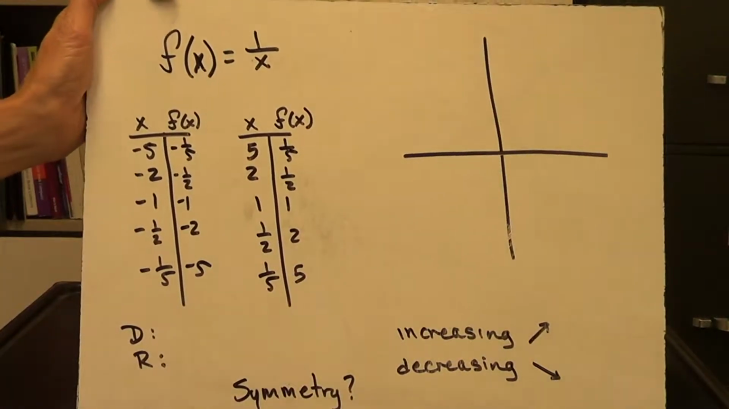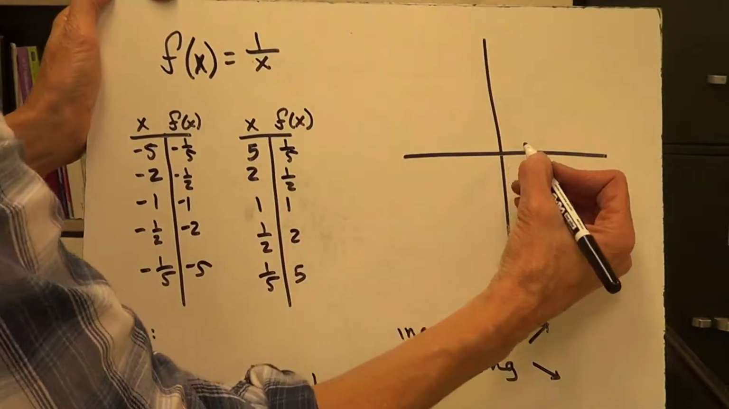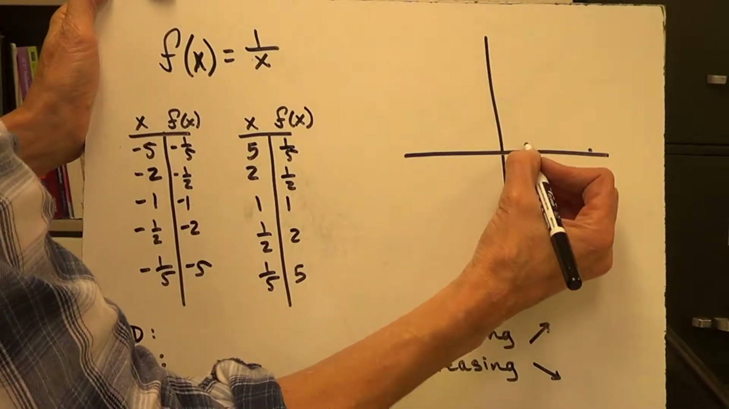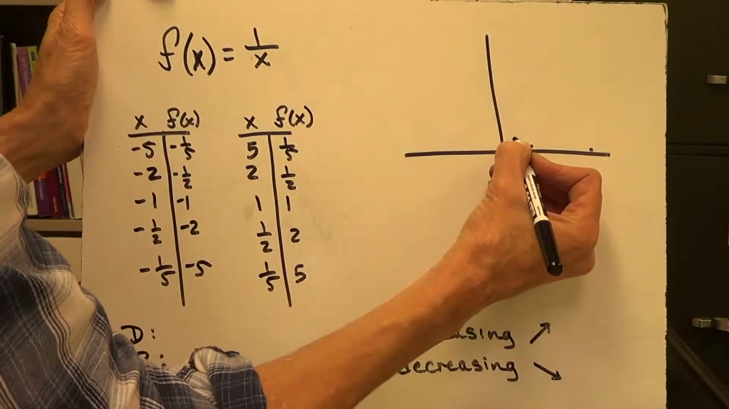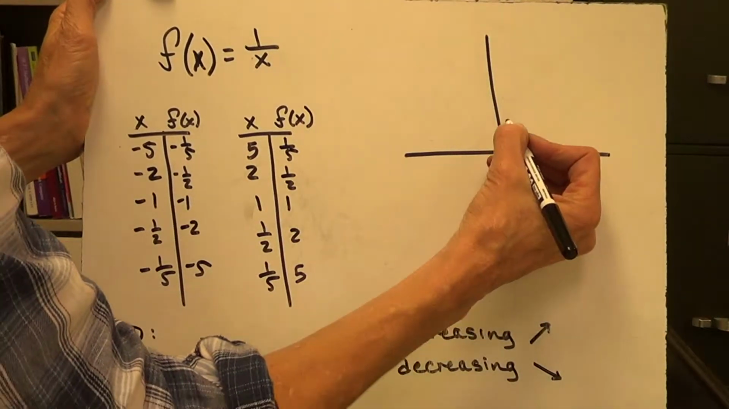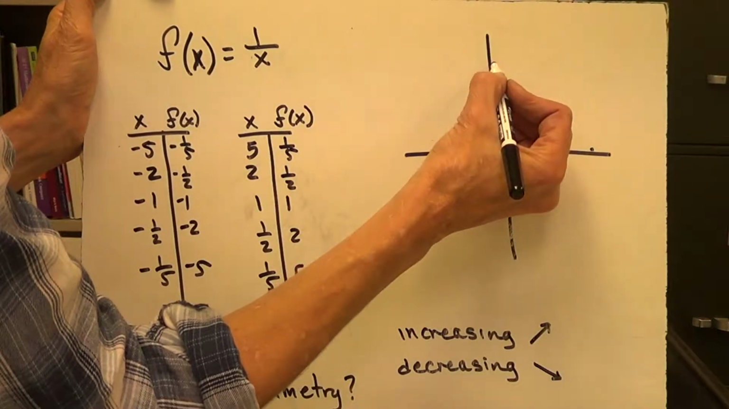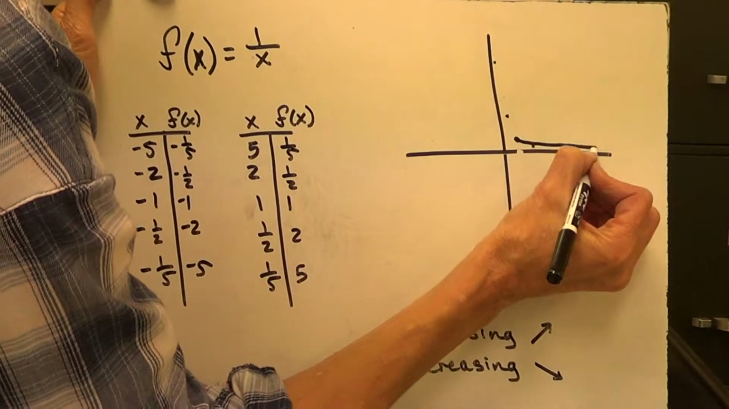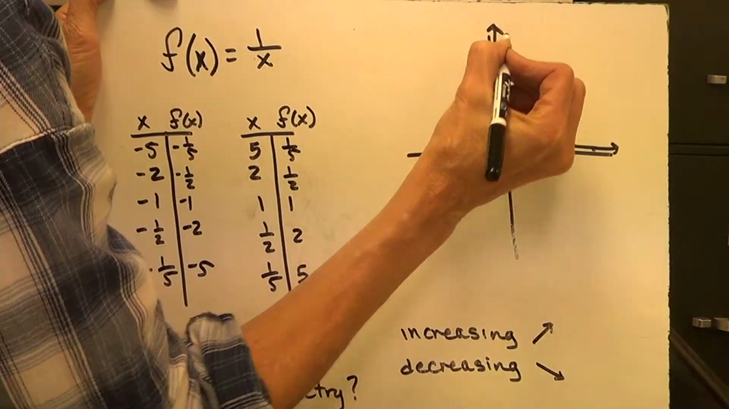So if we go up there to graph these, what we find is that over here at x being 5, we're down at 1/5. X being 2, we're at 1/2. At 1, we're at 1. At 1/2, we're at 2. At 1/5, we're up here at 5. Okay? So that part of the graph is making almost like an L shape.